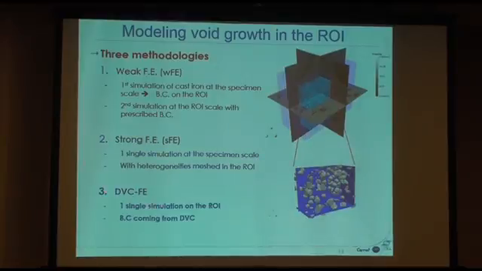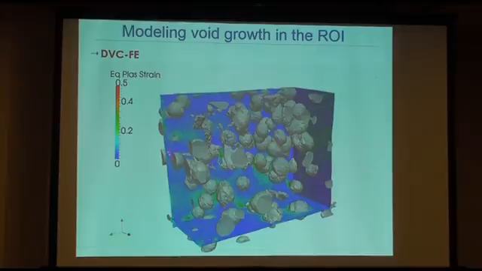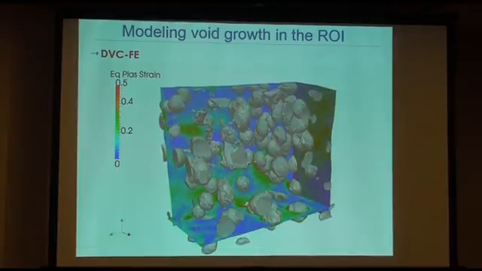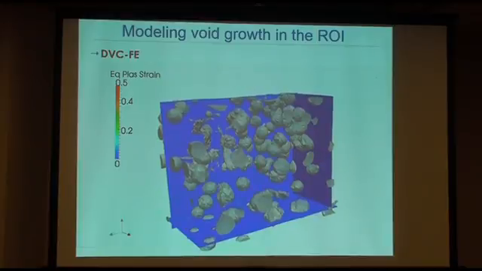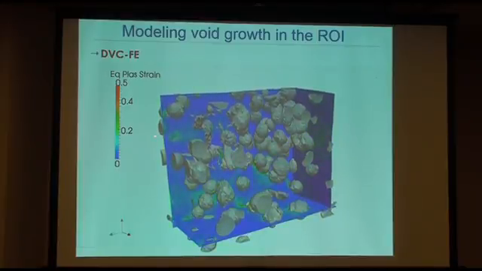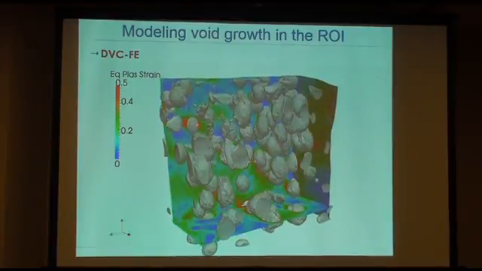And finally, the last one is called the DVC FE simulation. We have one single simulation of the region of interest, and the boundary conditions are coming directly from the DVC approach. So for example, for this application, if we look at what is occurring at this scale here, you will see the plastic strain. You have linear displacement at the beginning, and then you will have an acceleration of displacement at the end, which corresponds to the last stages of coalescence. You can also see some coalescence occurring between some of the voids here. Here as well.